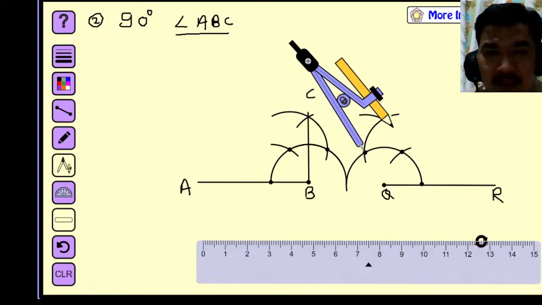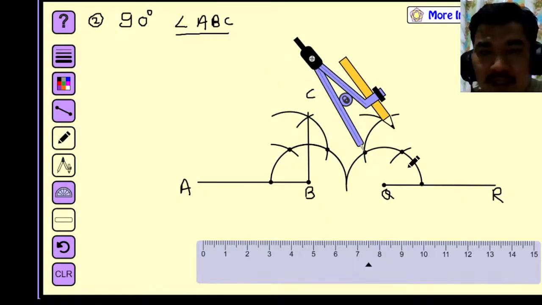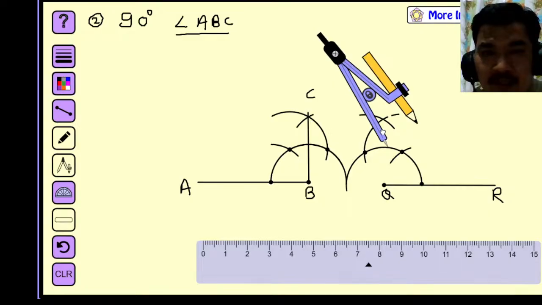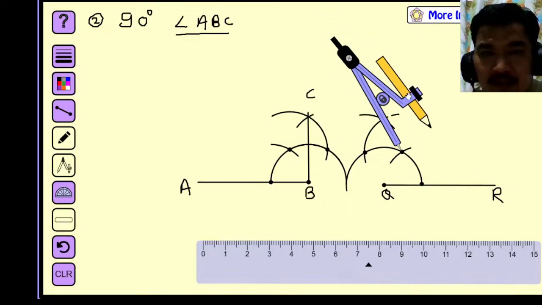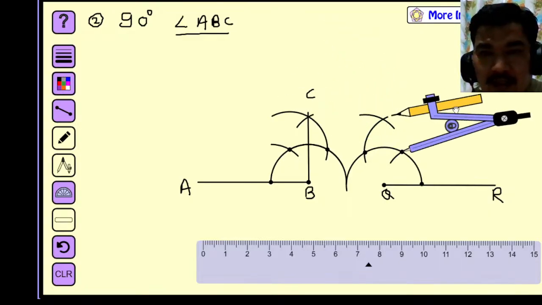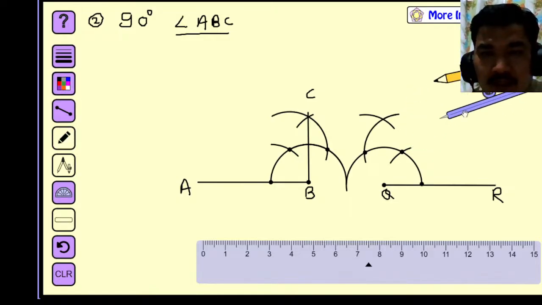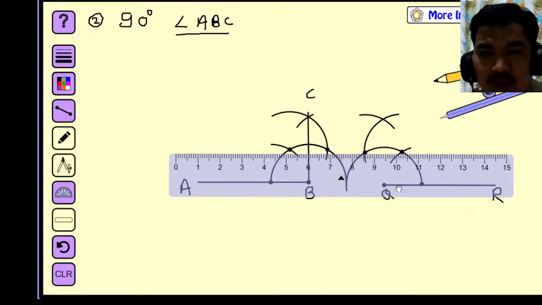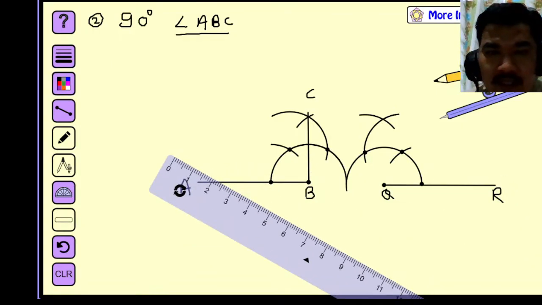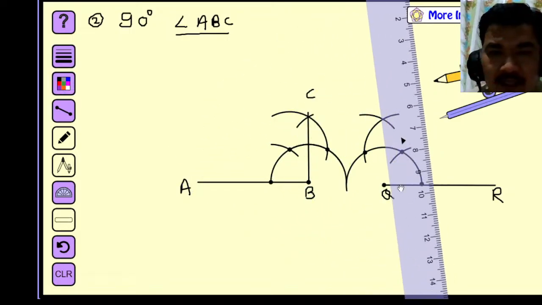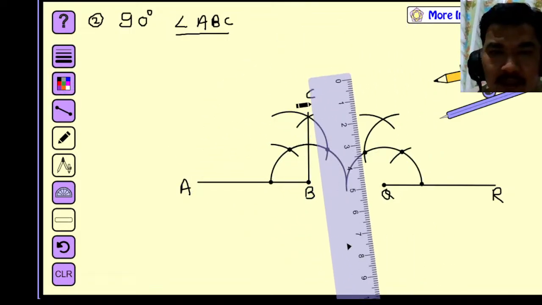Here, wherever they are intersecting, now you can make this, like this, you can join. Wherever they are cutting each other, that point is known as 90 degree, which is the right angle, okay. This is the method to draw, okay.